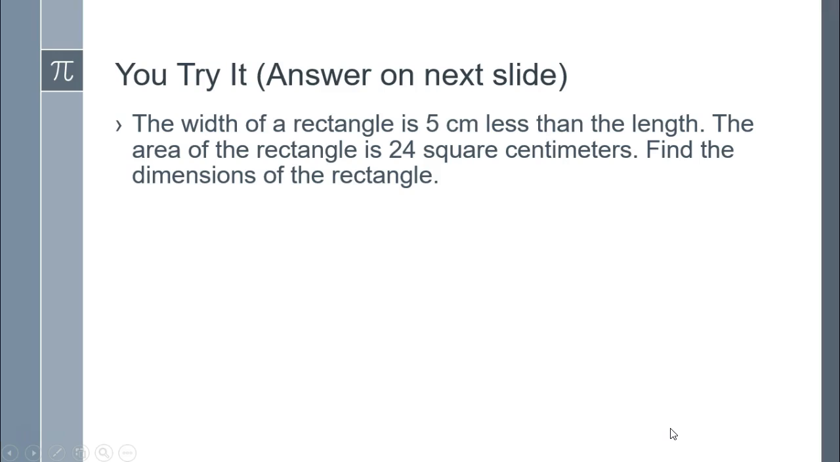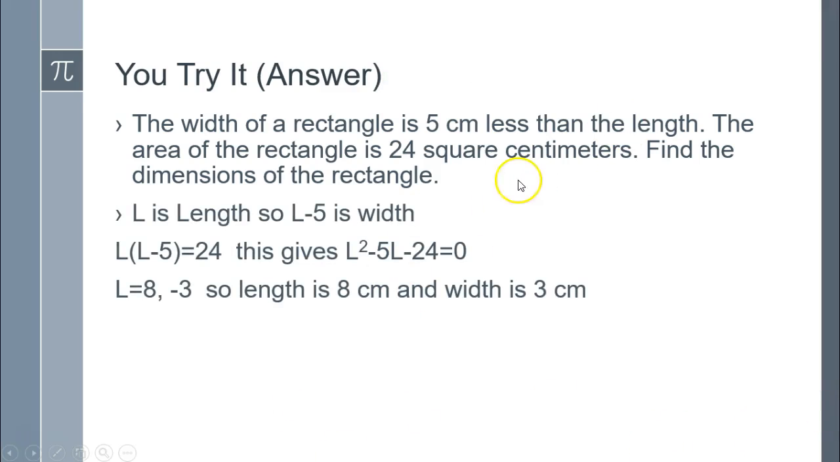So this one is very similar. I'd like you to try this one. Draw a picture, label it, and try the problem just as I did in the last example. Stop the video now, and try that, and come back and see the answer. Okay, so I hope that went well. I hope you didn't just get stuck.